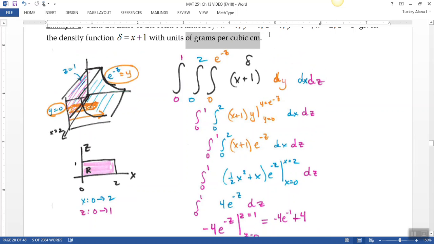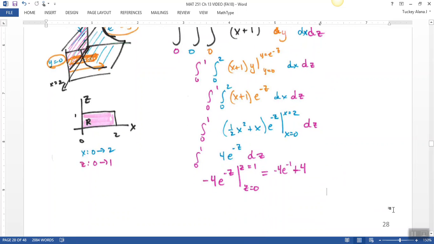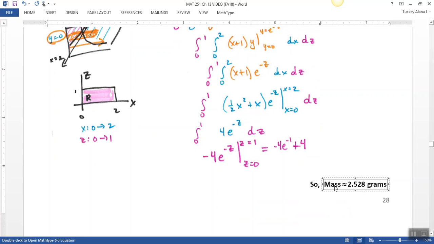And see, the cubic centimeter part is taken care of by the dy, dx, dz, because those three are all measured in centimeters. So centimeters times centimeters times centimeters makes centimeters cubed. So when you integrate the grams per centimeters cubed times centimeters cubed, all the centimeters parts cancel, and you're left with just grams as your unit. Sorry, I should have put that in there. So the mass is about 2.528 grams.